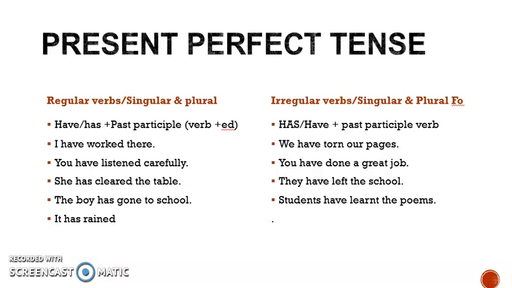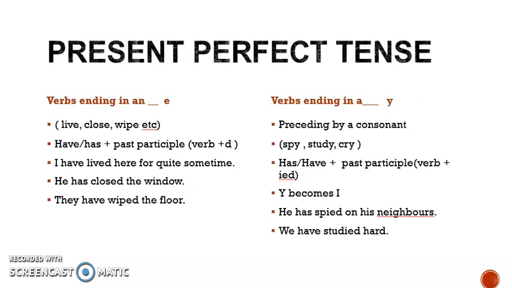In regular verbs, we do three things. In the first case, we are using ed with the verb while converting into present perfect. But when the verb ends in e, we convert it into the past participle verb by adding just d. Here we have three examples: live, close, wipe. We just add d. I haven't lived here for quite some time.